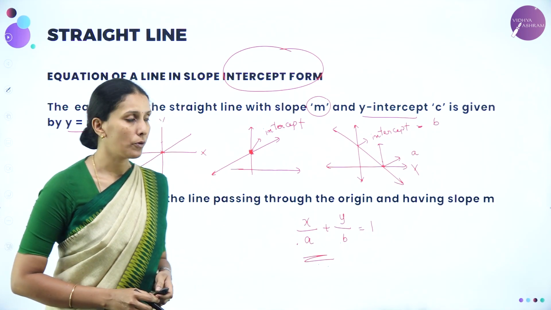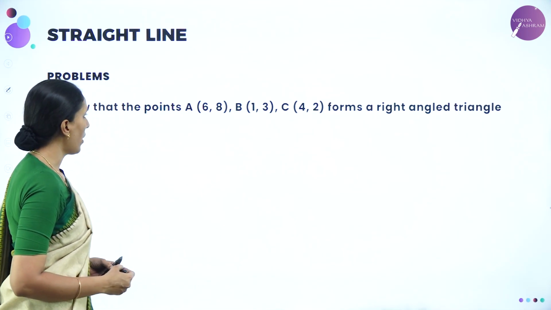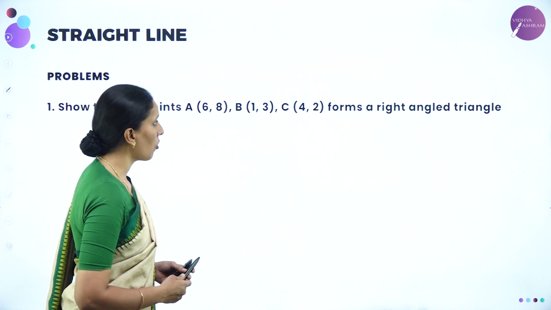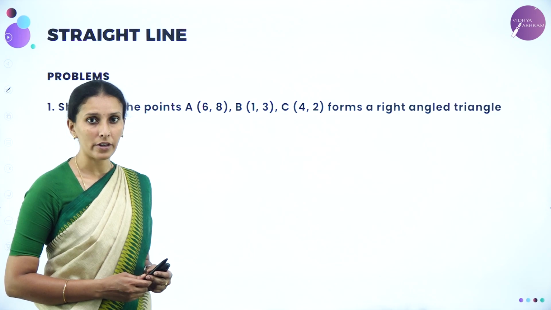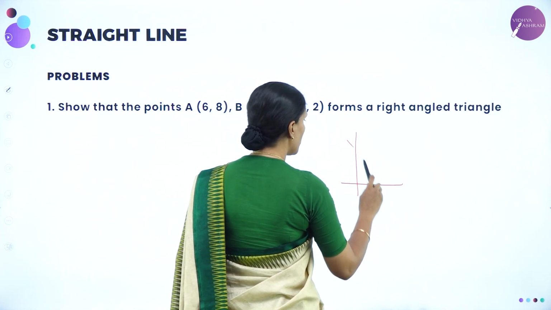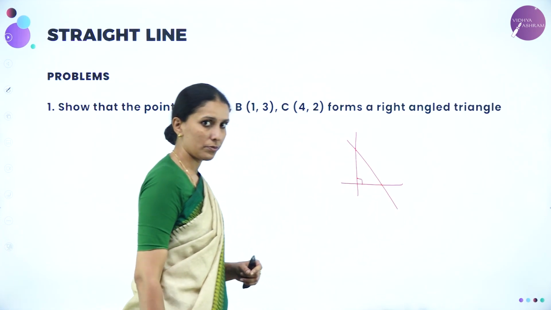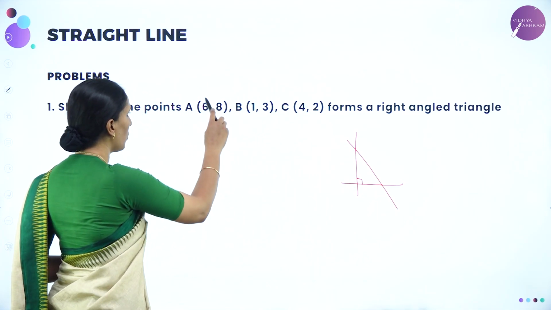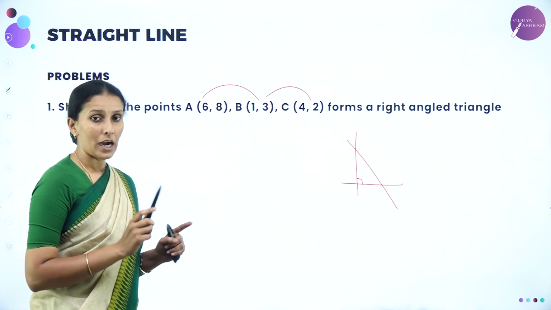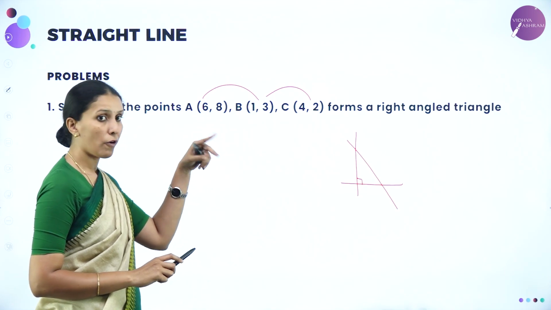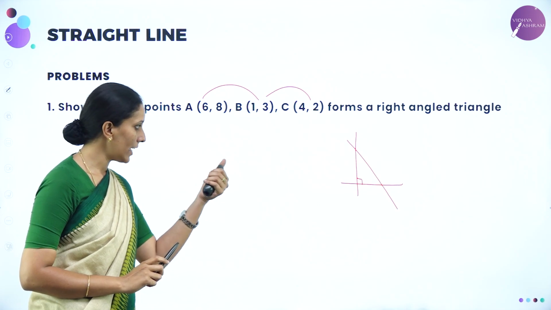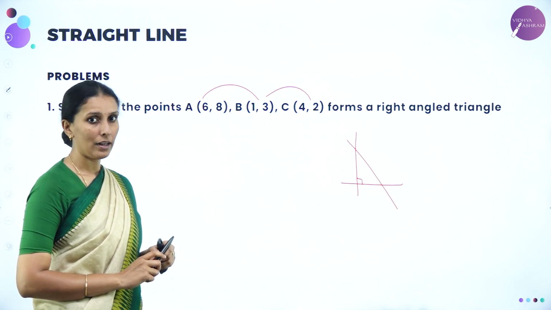So let us take a few problems. Show that the points A (6, 8), B (1, 3), C (4, 2) form a right angle triangle. We know that in any right angle triangle we have perpendicular lines. So if we find the slope of all these three lines, and show that the product of the slopes of any two of these lines is equal to -1, then we can say that it forms a right angle triangle.